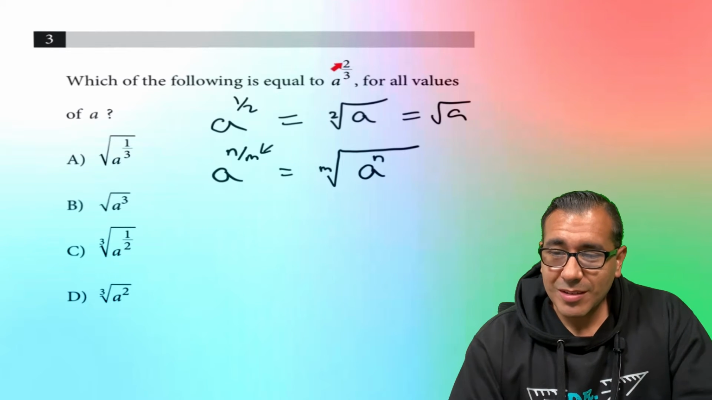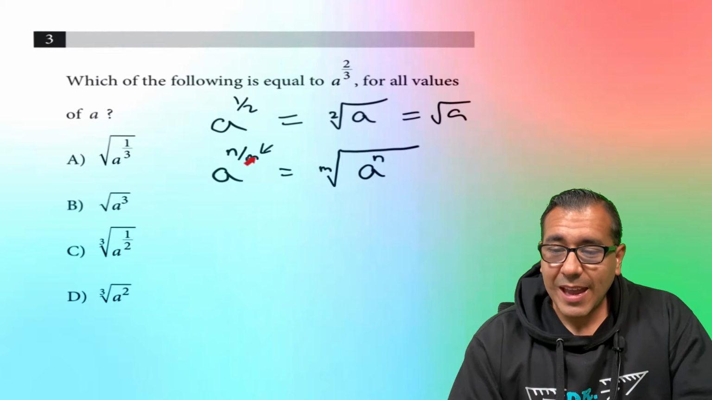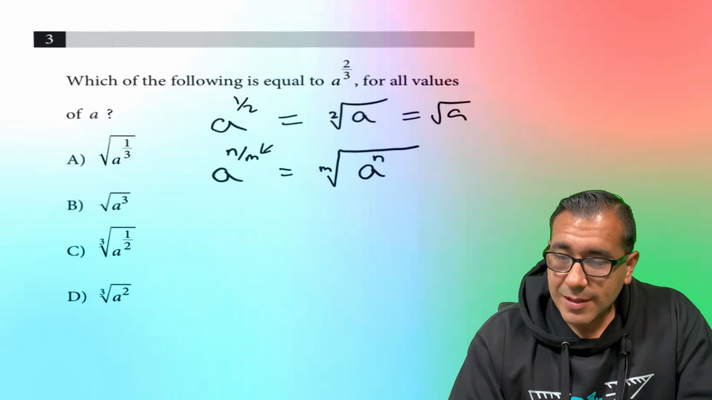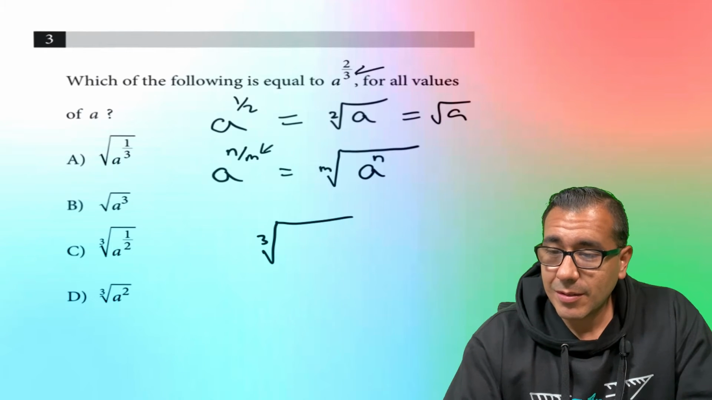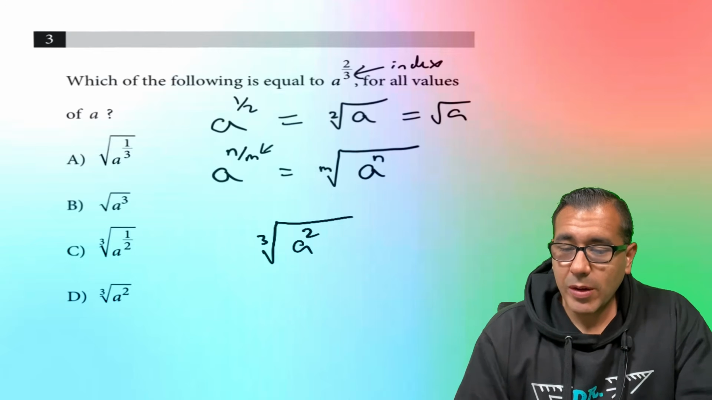So here, notice our n in this case is 2, and our denominator is 3. If I were to rewrite this using the definition right here, this is the same thing as the cube root, because the number in the denominator is our index, and we have a squared.